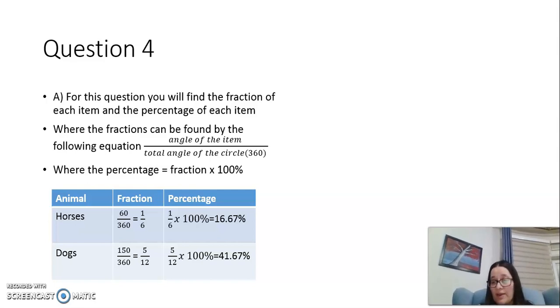If we simplify it, we are going to get 1 out of 6. So the percentage will be 1 out of 6 times 100%, which is 16.67%. In the end of the book, you are going to find it as 16 and 2/3. 2/3 equals 0.67. So they are the same. The dog fraction is 150 divided by 360, which is 5 out of 12. So to find the percentage, we are going to take the 5 out of 12 and time it by 100% to get 41.67.